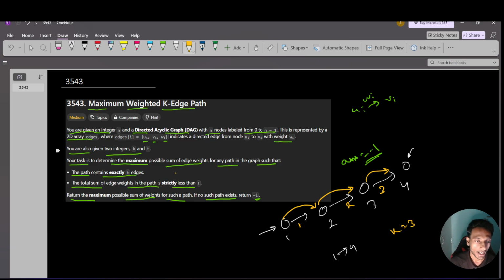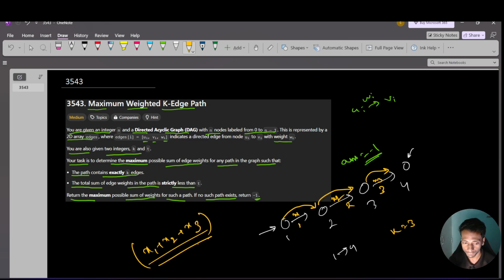Suppose the total sum of weights in the path must be strictly less than t. Suppose the weights are x1, x2, and x3. So what is the total weight of this path? That will be x1 plus x2 plus x3. Correct? And this will be a valid answer, a possible answer, not necessarily the maximum. If it is less than t, whatever t is given, then this is one possible answer.